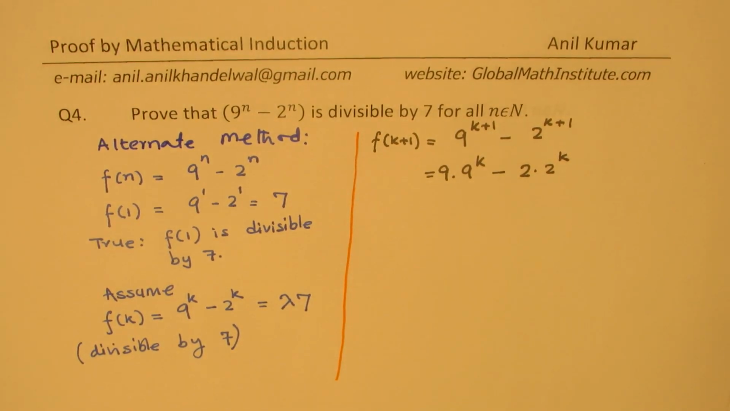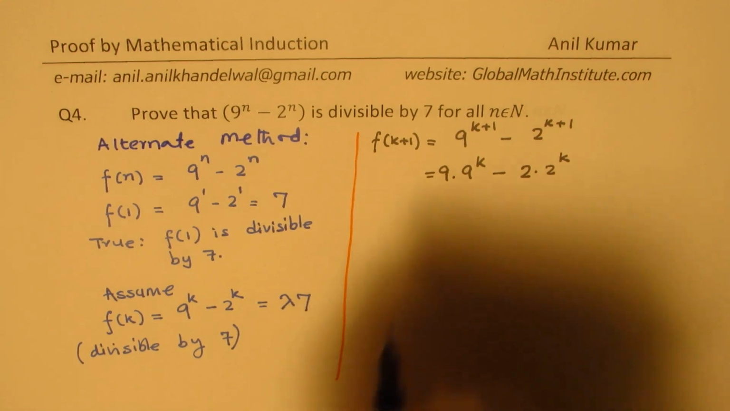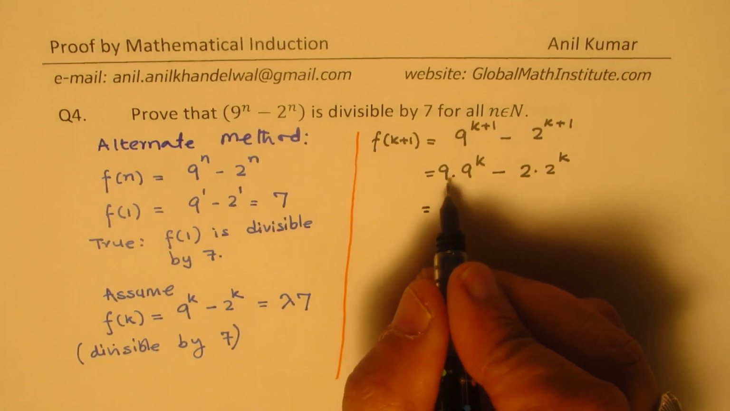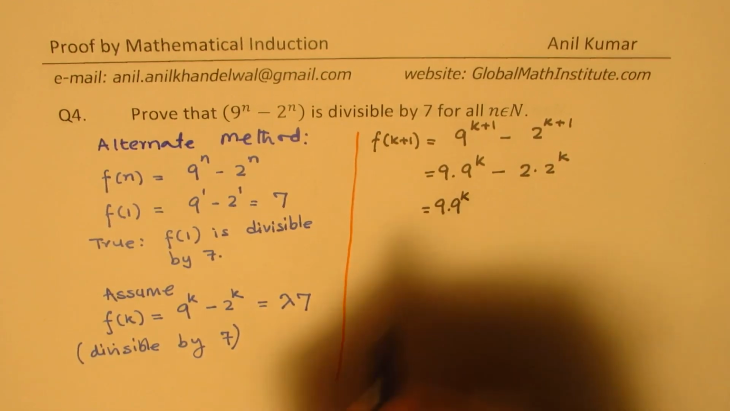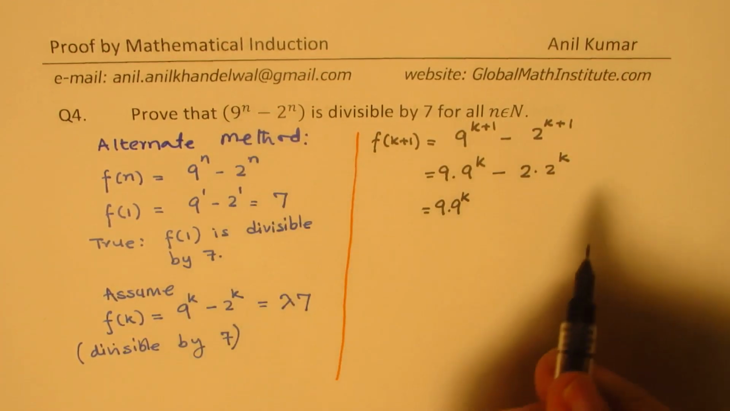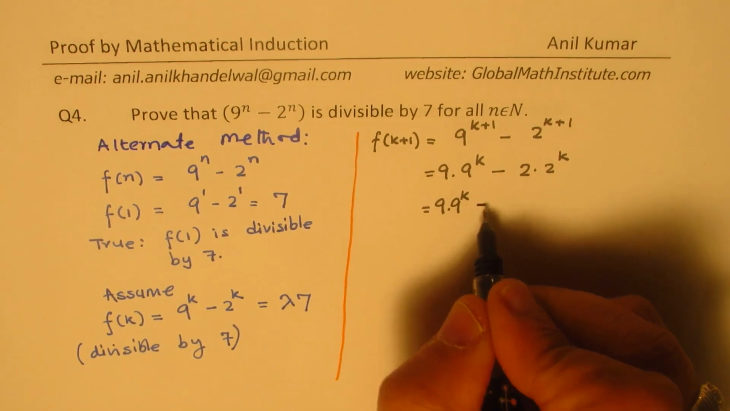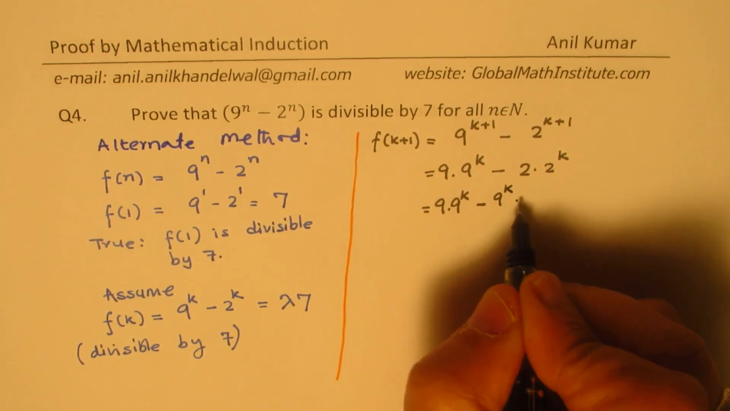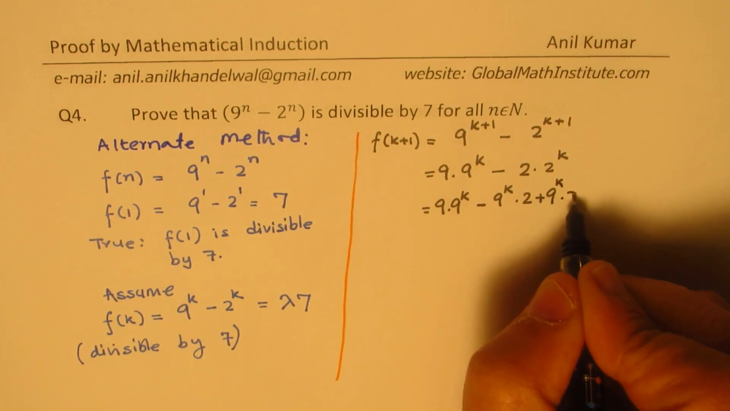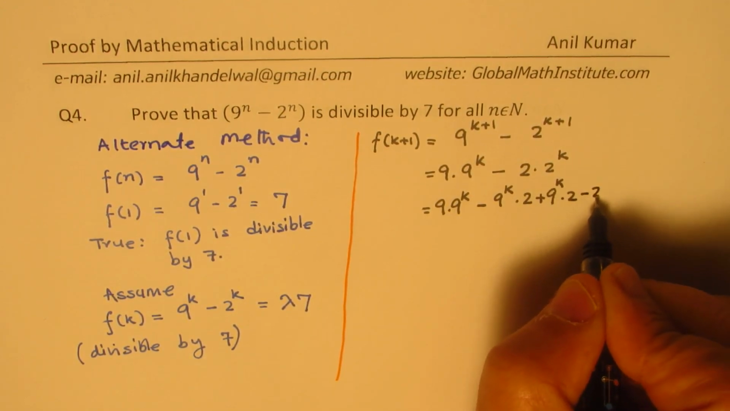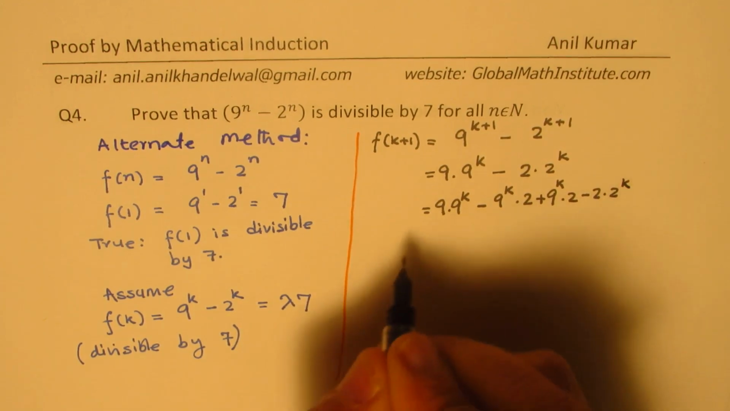To prove this, what we can do is add and subtract a term just as we did in our question number 2, right? Solution. So 9 times 9 to the power of k. Since we need minus here, we'll subtract a term which will have 9 to the power of k times 2, and we'll also add 9 to the power of k times 2. And we have 2 times 2 to the power of k.